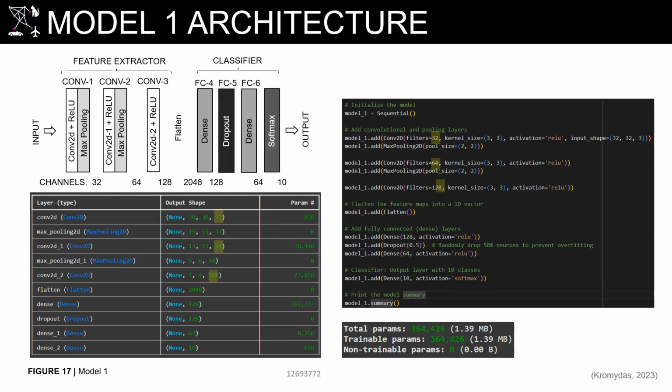Figure 17, adapted from Kremidis 2023, shows 3 convolutional blocks, 2 with max pooling. It starts with 32 3 by 3 filters and increases to 64, then 128, to enable extraction of more complex features. At the end of the last convolutional block, the number of channels in the activation map is 128. After flattening into a one-dimensional vector, the features are transformed into class probabilities in the fully connected dense layers.